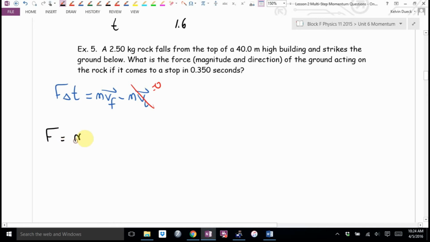So, it's going to be m v final divided by time. Do I know the mass? Yes. Do I know the time? Yes. Do I know v final? No, it's after it hits the ground. Then, by the way, you would get a force of 0. I assure you, when you hit the ground, you feel it. Do I know v final?